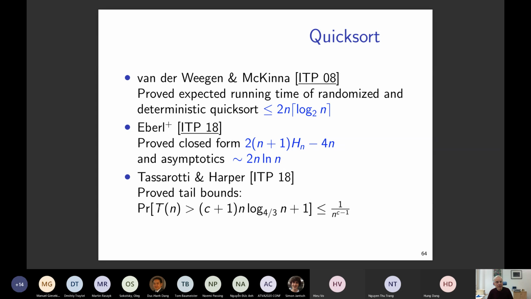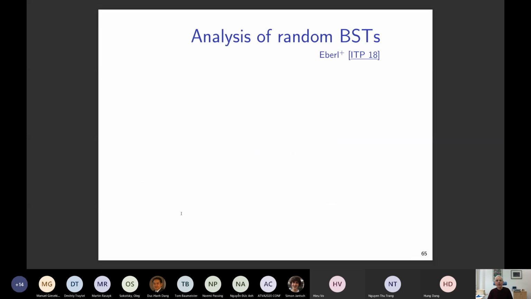They showed that the probability that you hit on an input that takes longer than this n log n is prohibitively small. And I could go on, but I really think I should be speeding up here.